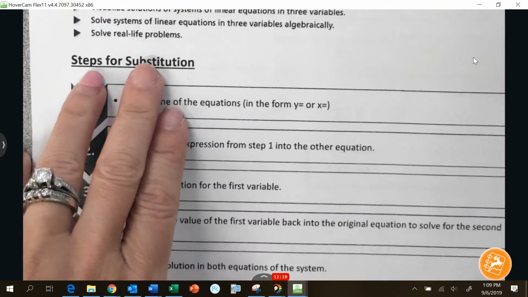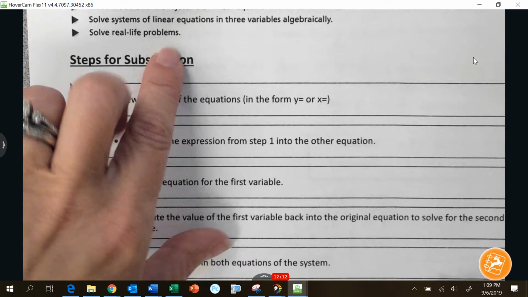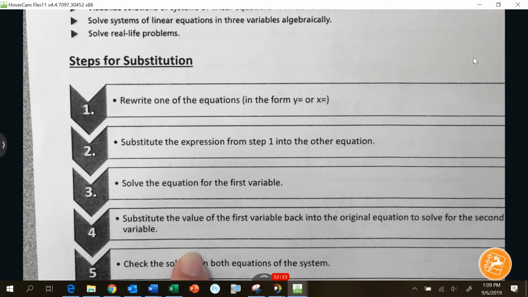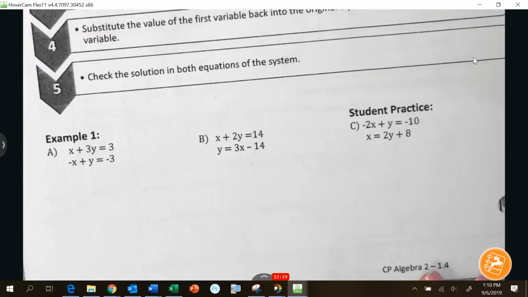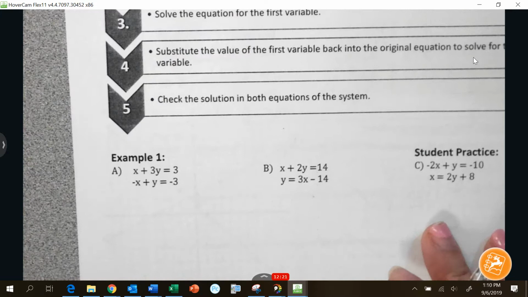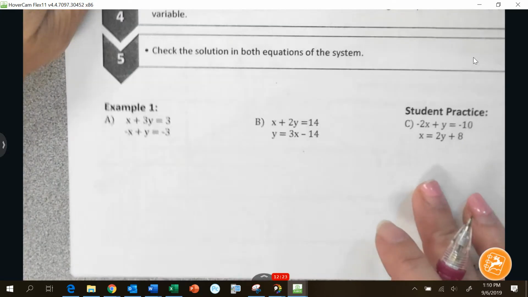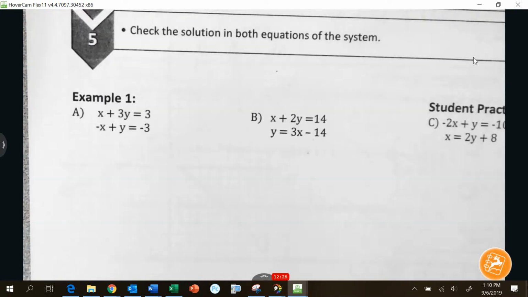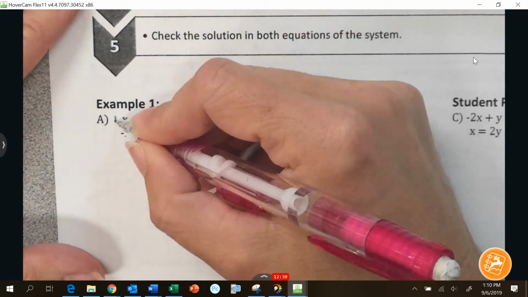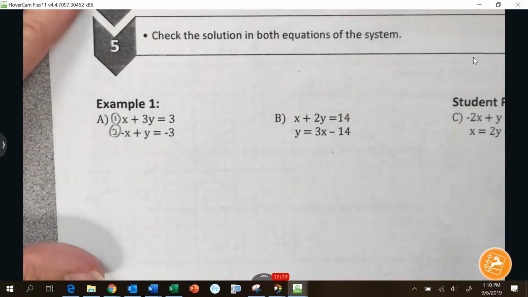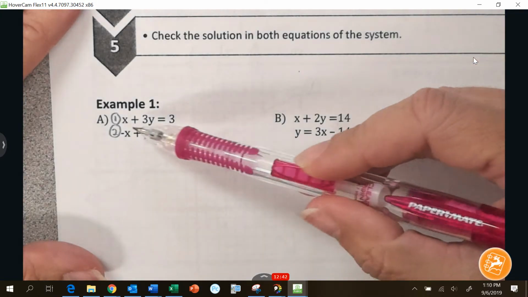Now, steps for substitution. Here's all the steps written out. You guys should have done substitution before. Let me try to zoom in a little bit more. All right, substitution starts out by you have to have one of these equations. I'll call them equation 1 and equation 2 right away so we stay organized. And organized is the key here. Trust me, I know what's coming in the future. Organization is key. I'm going to label these 1 and 2.